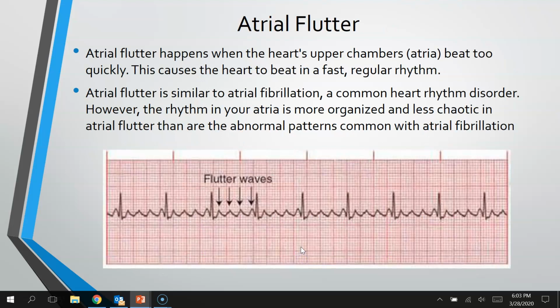Atrial flutter is a little bit different. You can see we have these flutter waves, and they're the same in between each of the complexes. So the atria are still firing, but they're doing it in a little bit more rhythmic pattern. It's less chaotic. And so what we'll see is a number of the flutters, and then a QRS, then a number of them, and a QRS. So this isn't all over the place. The waves look similar in between, and that's how you differentiate between flutter and fib.